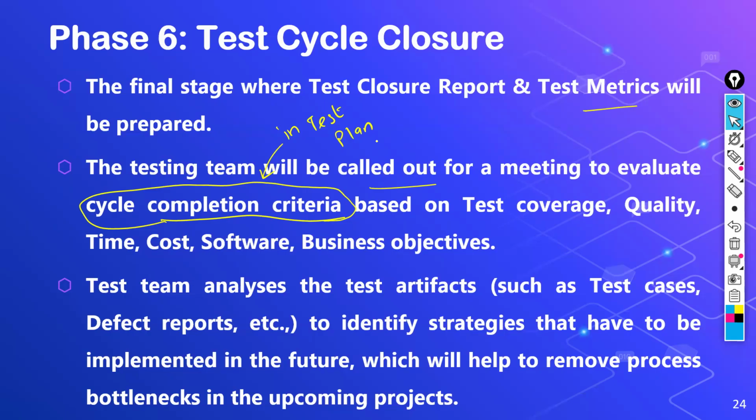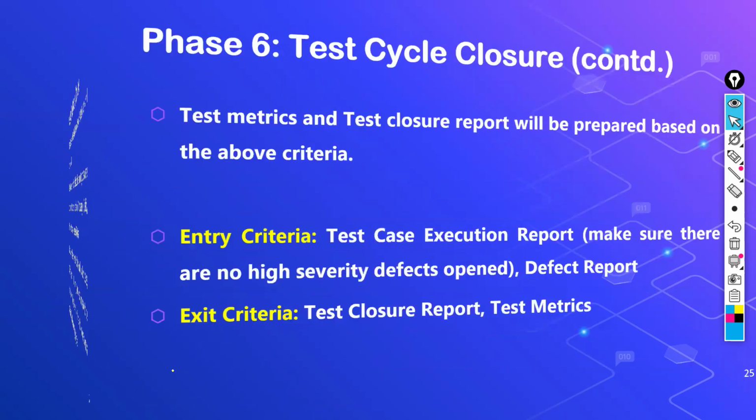So you just need to refer to the test plan and you'll see that, okay, how much of test coverage we got, quality, time, cost, software, business objectives, whether all of those are meeting up in here. And if not meeting, then what level we are meeting all of these. Based on to that, it will be done. Test artifacts will be analyzed to identify these strategies, which we can go for the similar projects in future, right? And if let's say the test team face any issues, like any process bottlenecks, any problems, so they will look at those problems so that they can avoid those problems in the upcoming projects.